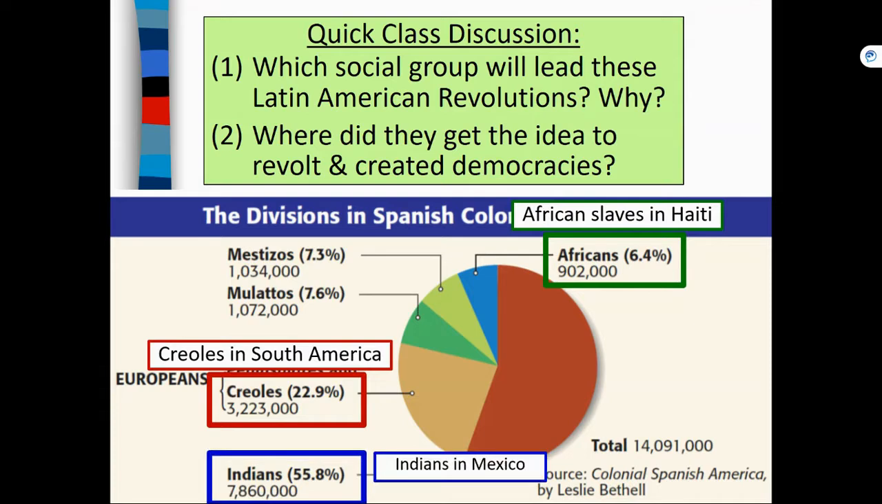Let's take a look at the diagram. African slaves in Haiti: Africans were 6.4%, or 900,000. Creoles in South America, approximately 23%, 3 million plus. Indians in Mexico were about 56%.